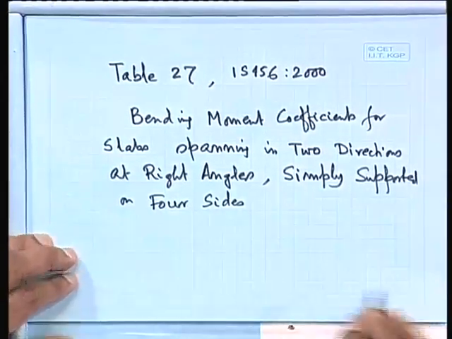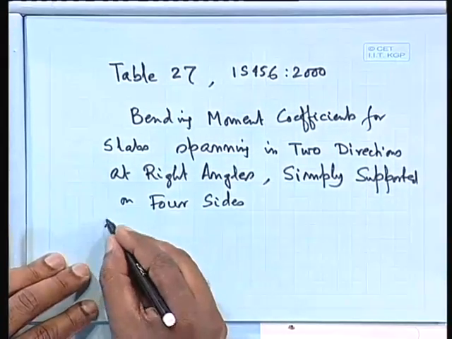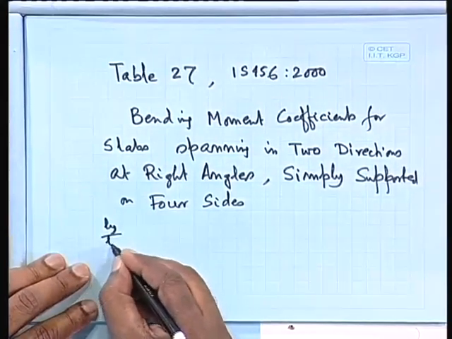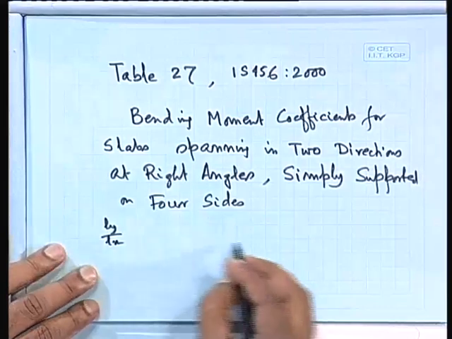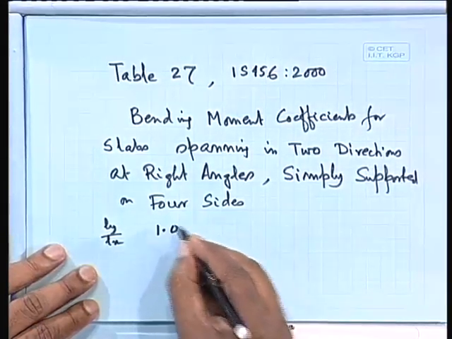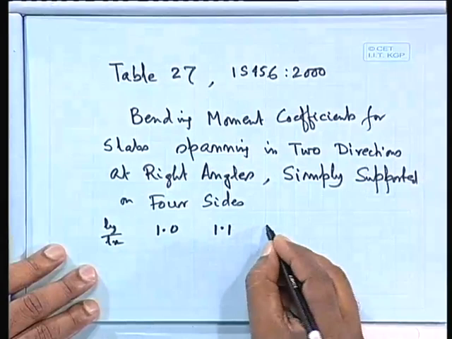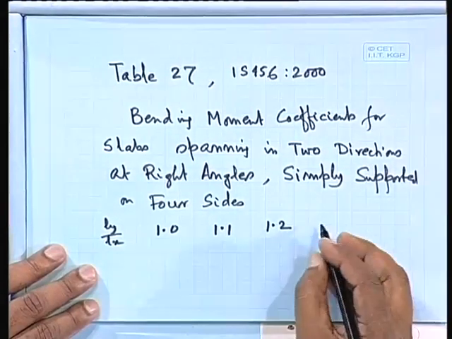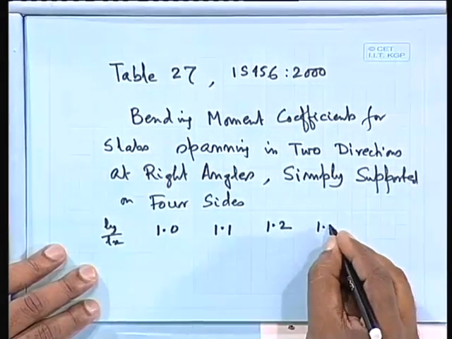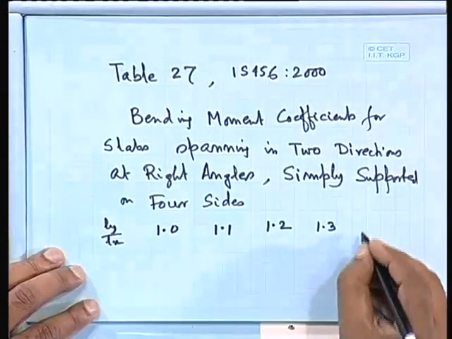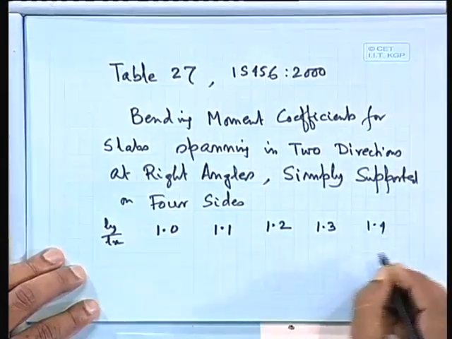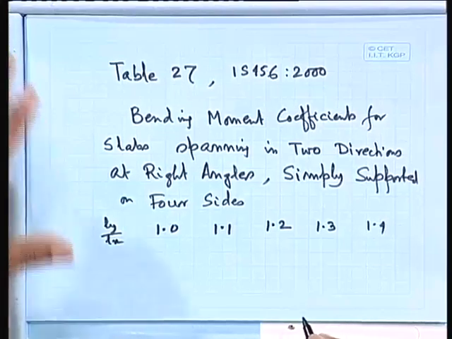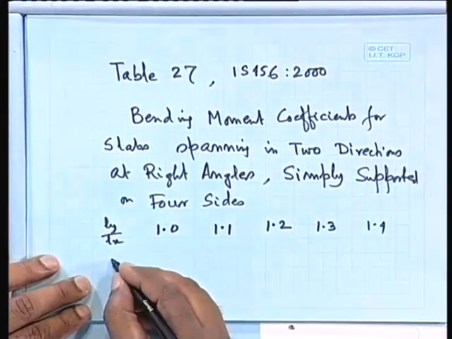where we shall get for different values of Ly by Lx, just for your reference. So this is 1.0, just I shall give you a few, 1.1, 1.2, then 1.3 let us take, and 1.4 since I can accommodate in this paper. And instead of telling beta x and beta y, they have written as alpha x and alpha y.